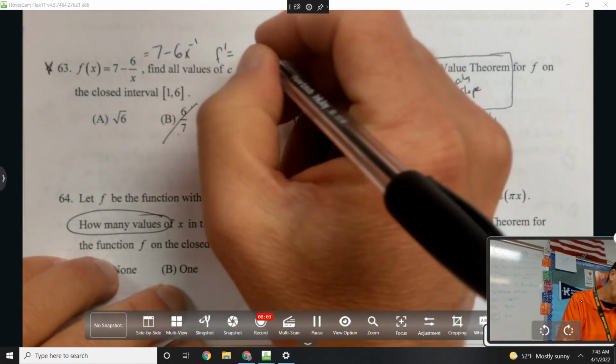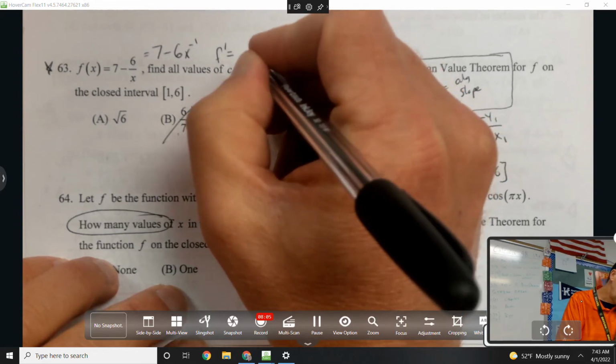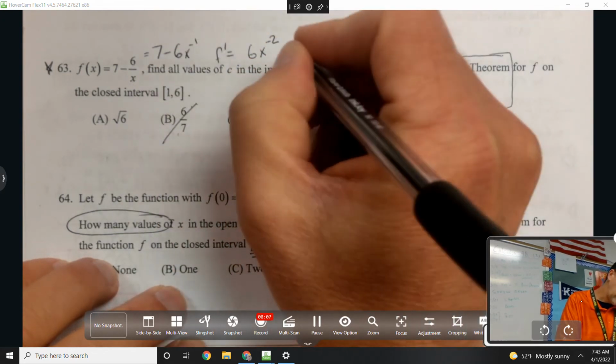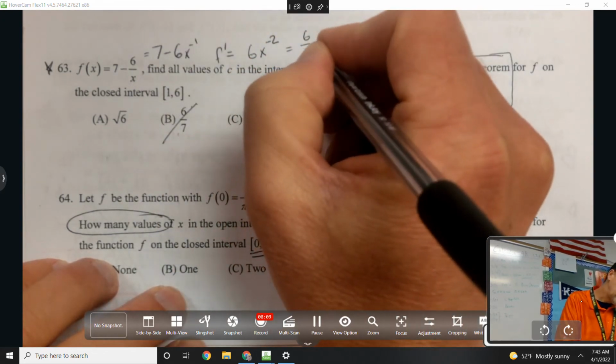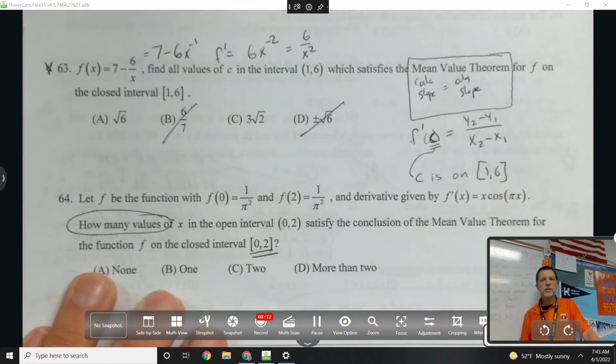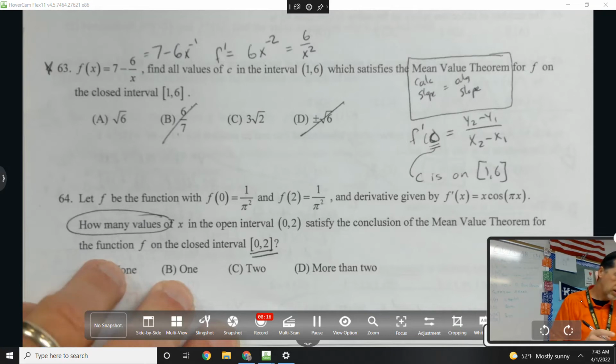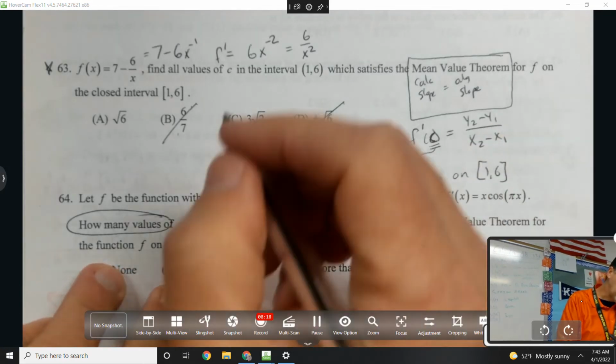So f prime is positive 6x to the negative 2, or 6 over x squared. Right, bring the power down, decrease the power by 1. So there's my calculus slope.